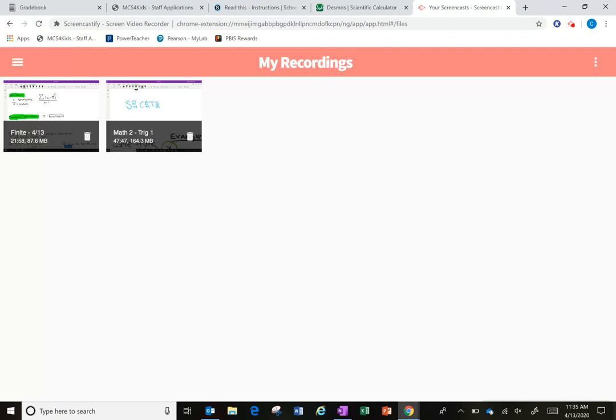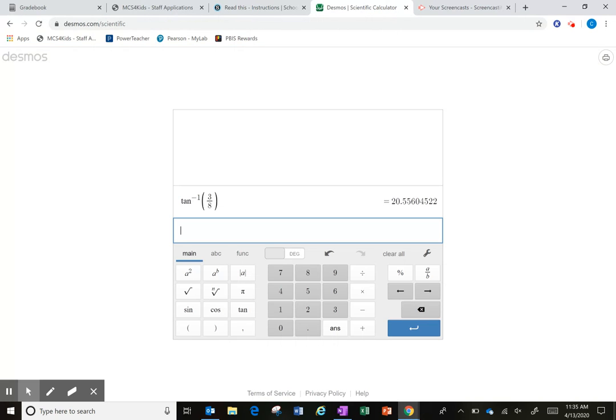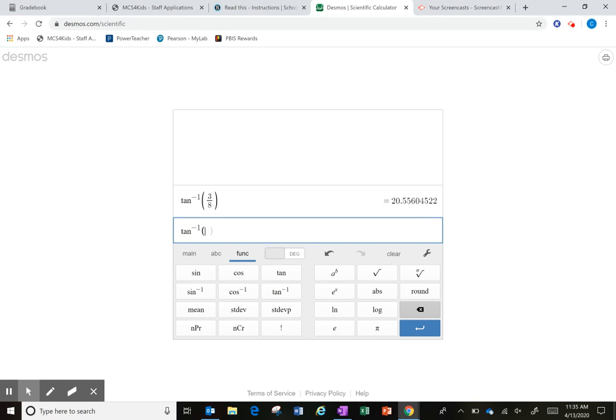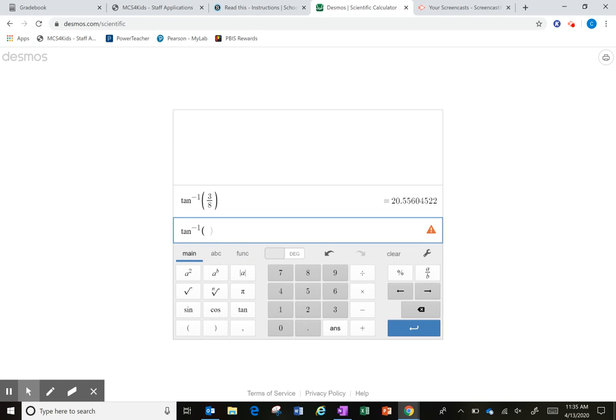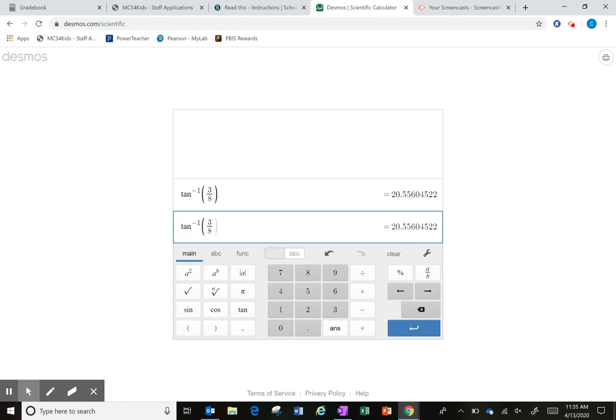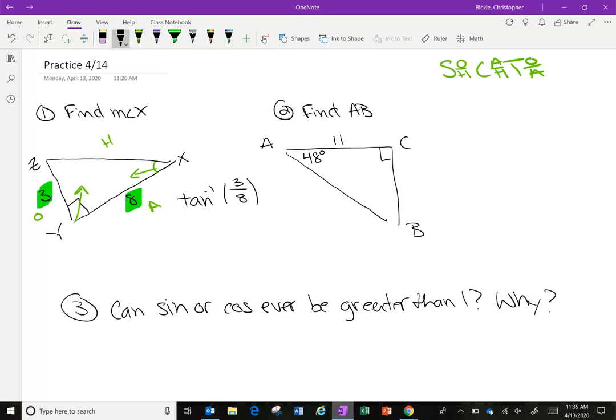I've been using the Desmos calculator. So if you just Google Desmos scientific calculator, you can find it. I did this problem earlier, but I'm going to do it one more time just so you guys can see. Inverse tangent, tan negative 1. Go back to main, put 3 divided by 8 because those are our side lengths. And we get 20.55. So I'm going to call that 20.56 degrees. Make sure when you're working through the problems, if they tell you to round to the nearest degree, round to the nearest degree. If they say round to the nearest tenth or the nearest hundredth, make sure that's what you do, okay?